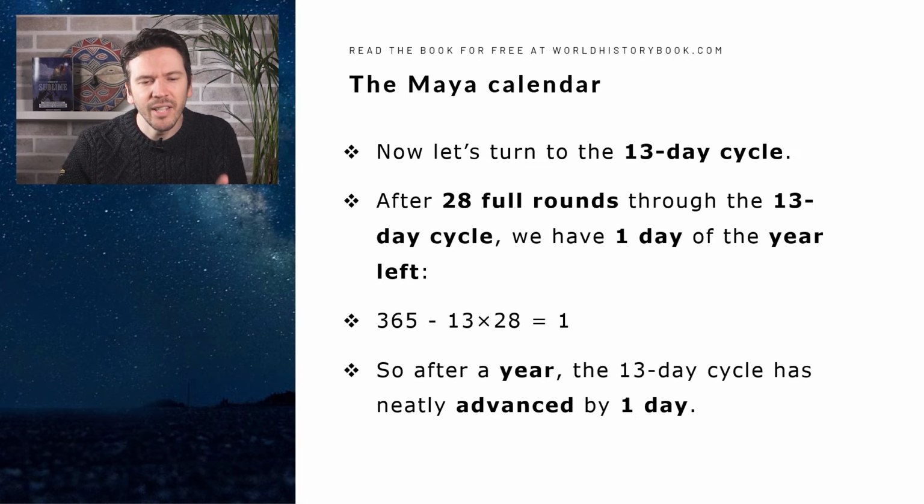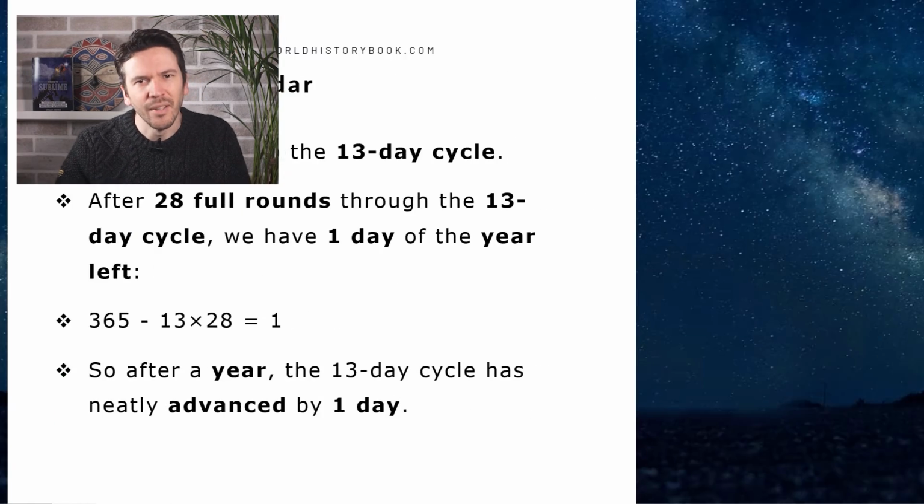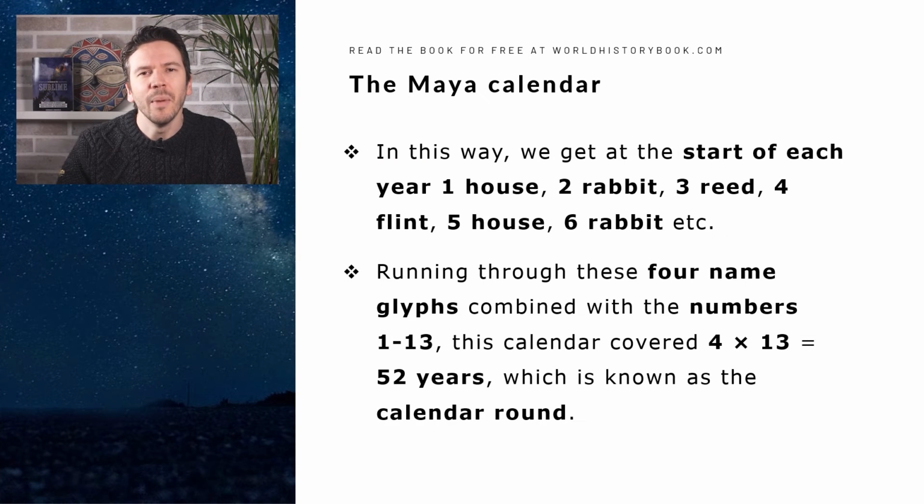So at the first day of each year, we run through those 4 day glyphs, while we also cycle through the numbers 1 to 13 in order. Quite brilliant, if you ask me. So to make it a bit more explicit, in this way we start each year first with 1 house, then 2 rabbit, then 3 reed, then 4 flint, and then at 5 we start at house again, then 6 rabbit, and we continue till 13, and then we start at 1 again.